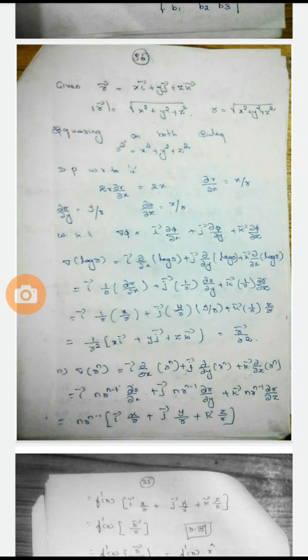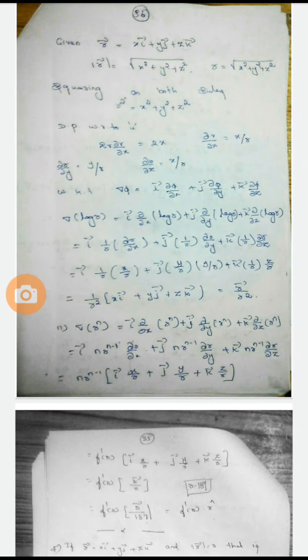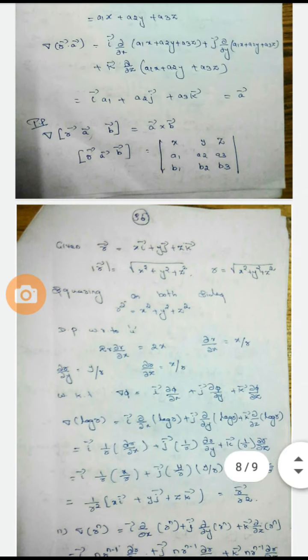Second part: del of r power n is equal to. We already know the formula for del phi, so phi is replaced by r power n. So we get i vector dou by dou x of r power n plus j vector dou by dou y of r power n plus k vector dou by dou z of r power n. Here, the derivative of r power n is n into r power n minus 1 into dou r by dou x. Here also, substitute the values of dou r by dou x, dou r by dou y and dou r by dou z.